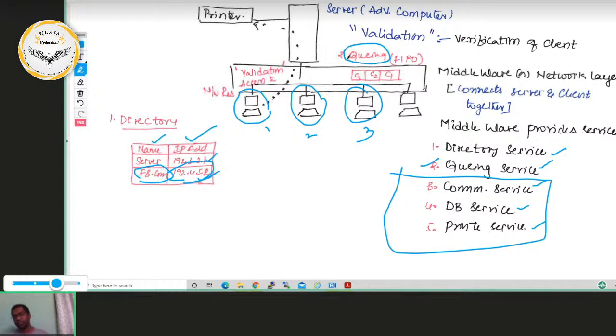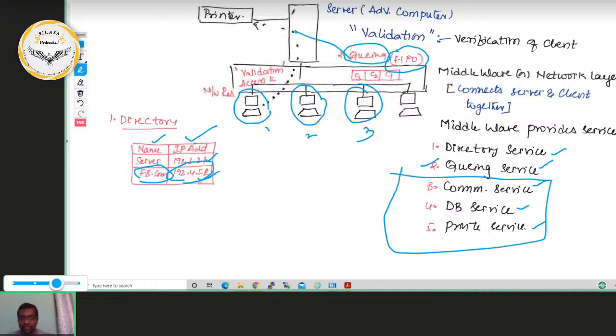What do you mean by queuing? Queuing is nothing but standing in a line. How does it allow clients to access the printer? It uses software or an algorithm called first in first out. Whoever enters first will go first and access the printer. Once client 1 completes his job, client 2 will go. Once he also completes his job, client 3 will go. So this is called a queuing service.